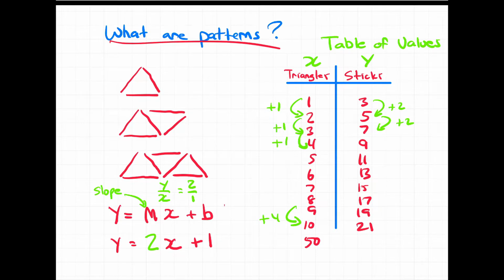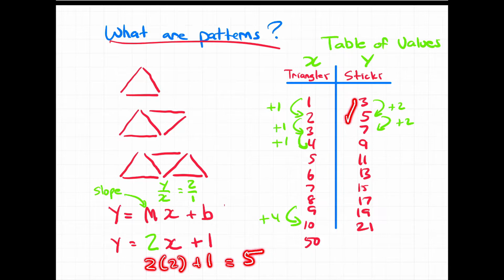Now we want to see if this is true for the rest. Well, let's take the second x value that we have here, which is 2. So let's take 2 times that x value, 2, and add 1. 2 times 2 is 4, plus 1 equals 5. And there's our answer right there, so we know that we're good.